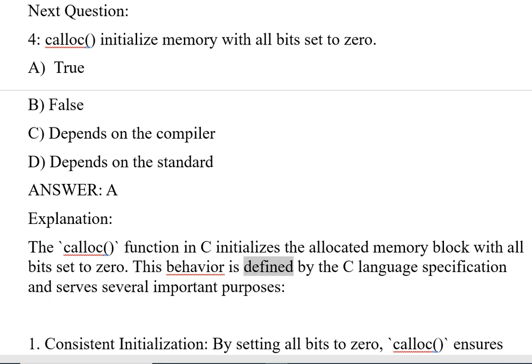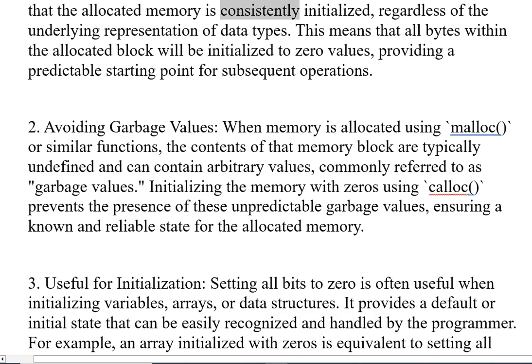This behavior is defined by the C language specification and serves several important purposes. 1. Consistent initialization. By setting all bits to 0, calloc ensures that the allocated memory is consistently initialized, regardless of the underlying representation of data types. This means that all bytes within the allocated block will be initialized to 0 values, providing a predictable starting point for subsequent operations.